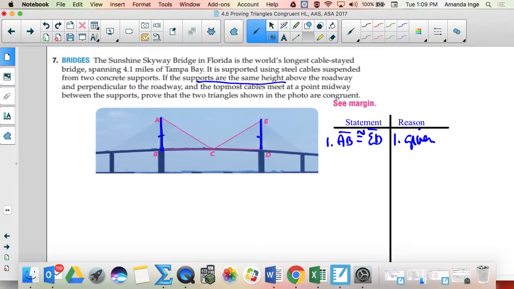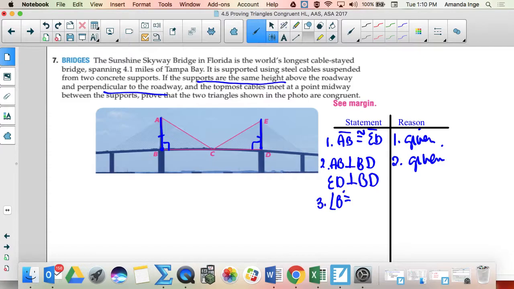The supports are above the roadway and perpendicular to the roadway. So that means this forms a right angle and that forms a right angle. So we're told that AB is perpendicular to BD and ED is perpendicular to BD. That's given. From that information, we know that angle B is congruent to angle D. All right angles congruent.